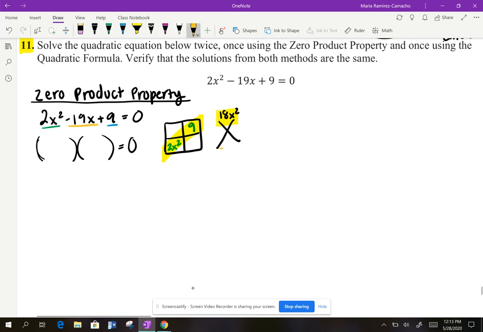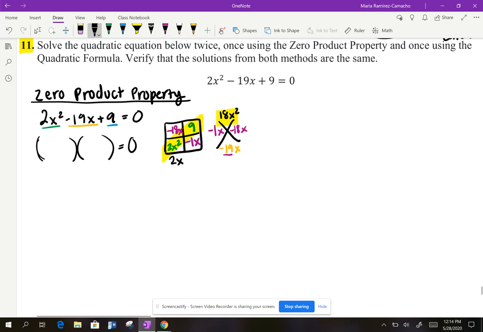This x term goes on the bottom of the diamond, and now we've got to figure out what are two x terms where the numbers add to negative 19 and multiply to positive 18. This would be negative 1x and negative 18x. Because negative 1 times negative 18 is positive 18, but when you add these two numbers, you get negative 19. And so now we put these terms back into the generic rectangle, and we find the dimensions of this rectangle.